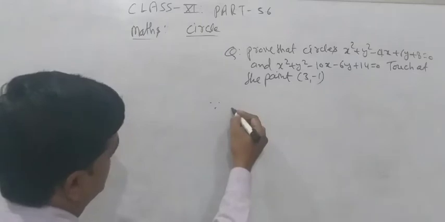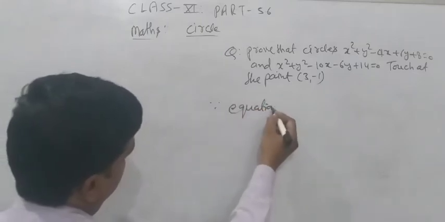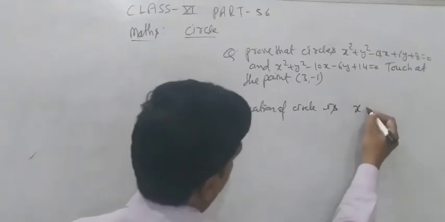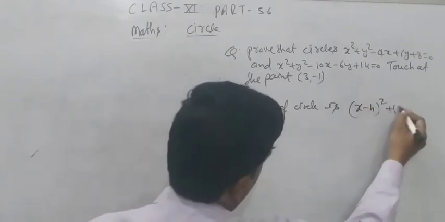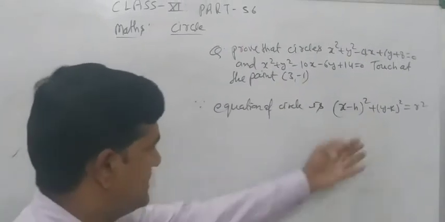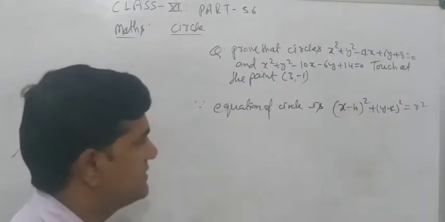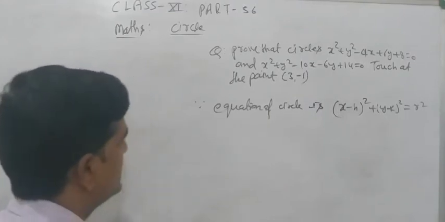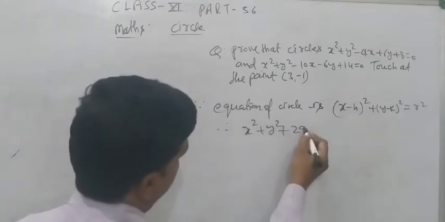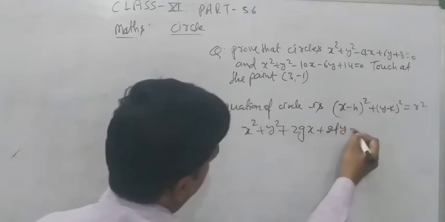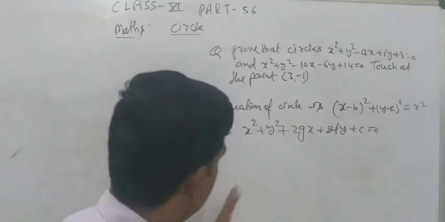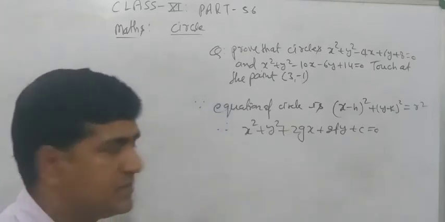As you know about the equation of circle, since equation of circle is x minus h whole square plus y minus k whole square is equal to r square. When we expand this equation, we will get x square plus y square plus 2gx plus 2fy plus c is equal to 0. Understood? Because about this formula I have already told in the previous video.